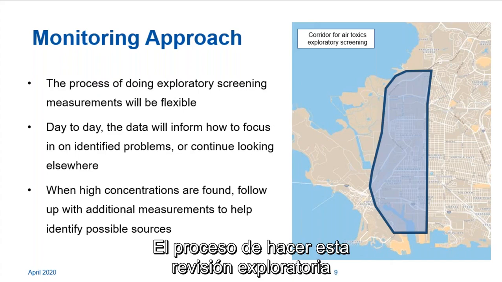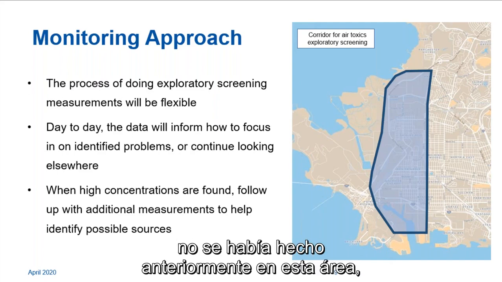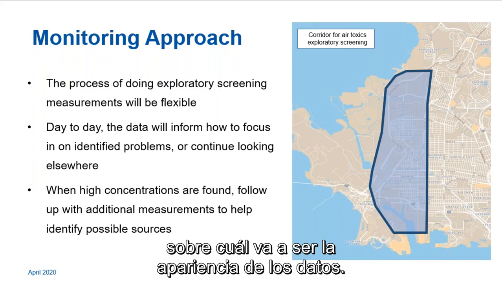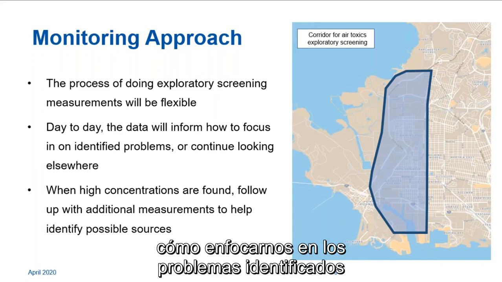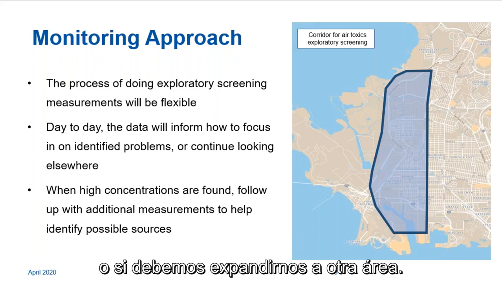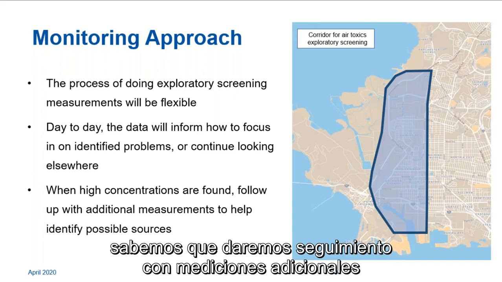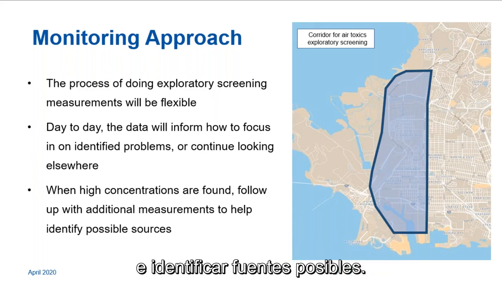The process of doing this exploratory screening is meant to be flexible. That's partly because this type of hyperlocal air toxics monitoring hasn't really been done before in this area. So there's some question of what the data are actually going to look like. So from day to day, the data are really going to inform how to focus in on identified problems or whether to expand to another area. When high concentrations are found, we know we'll want to follow up with additional measurements to help better understand those areas and identify possible sources.